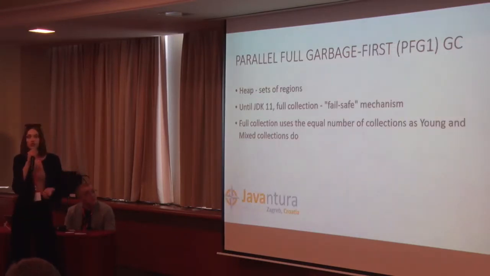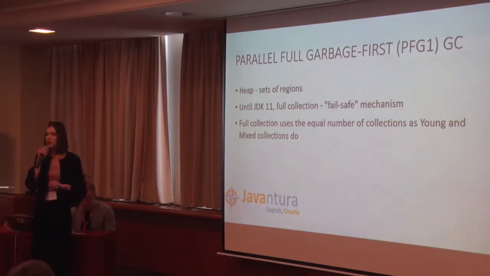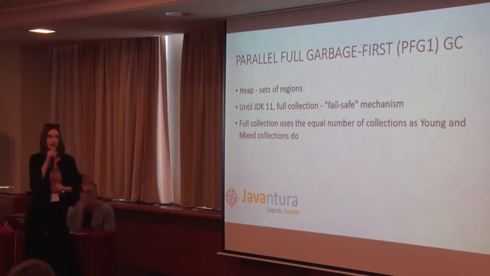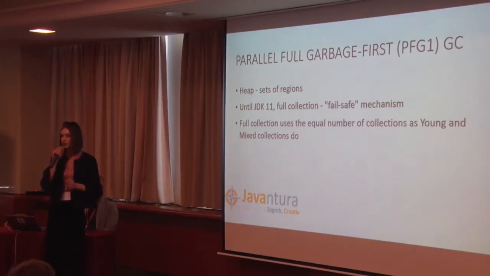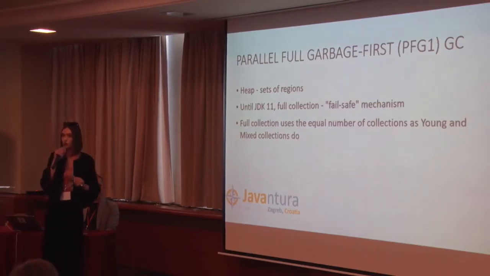As I have just said, G1 divides the heap into regions, which means that there is no need to decide in advance which regions will be part of either the young or old generation. The problem with G1 is that it can perform collections on the whole heap, but that mechanism is known to be a fail-safe, because one single thread performs the sweeping, compaction, and allocation of objects when the full collection is performed. However, since JDK 10, G1 has been improved regarding worst-case latencies, because it uses the same number of threads as mixed and young collections do when performing the full collection.